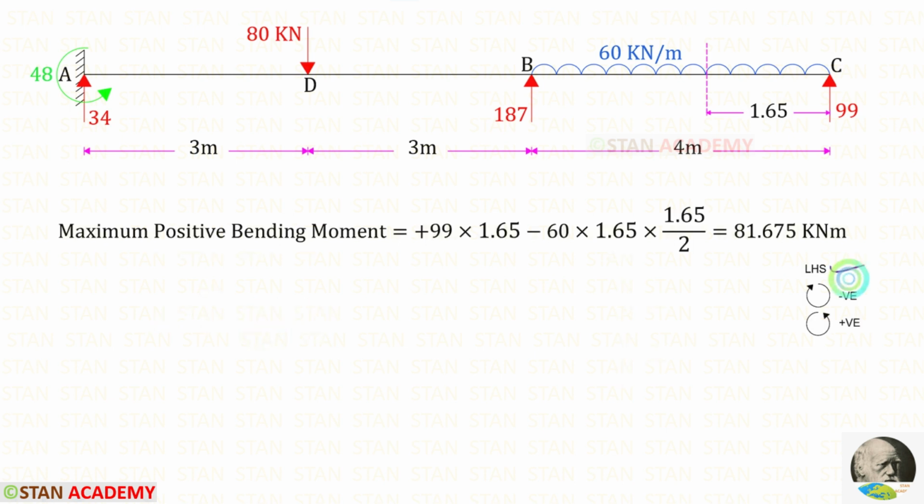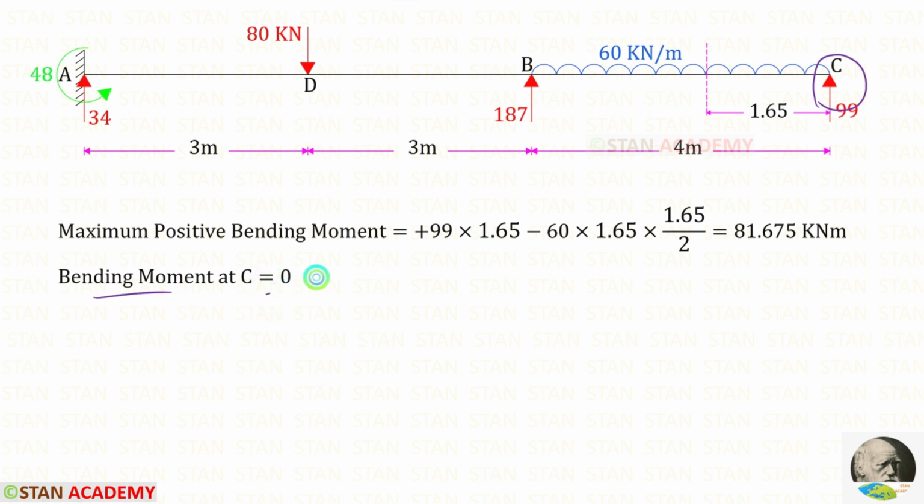Using the left-hand side rule, let us find the maximum positive bending moment. RC is acting in the anticlockwise direction so that it will be positive and the distance is 1.65. The UDL is acting in the clockwise direction so that it will be negative. We know that with the UDL we have to multiply the distance and then the distance by 2. This is the maximum positive bending moment at BC. The point C is a simply supported end, so the moment will be 0.